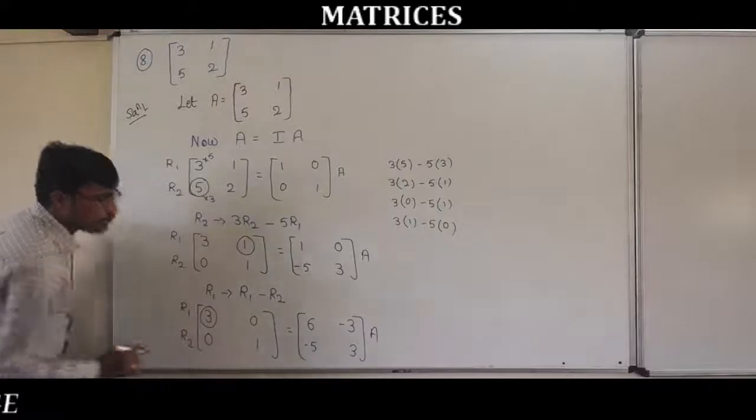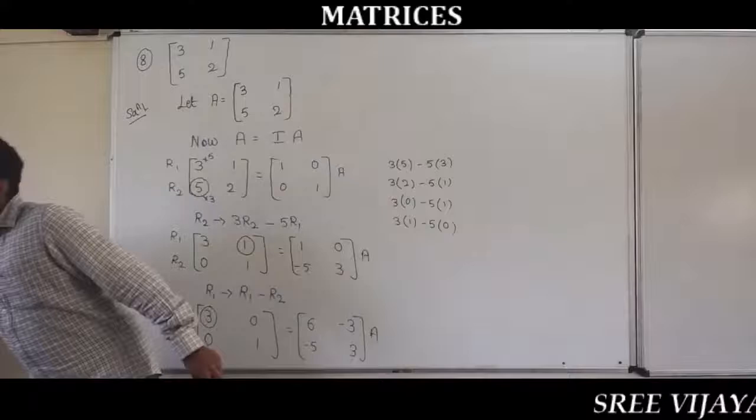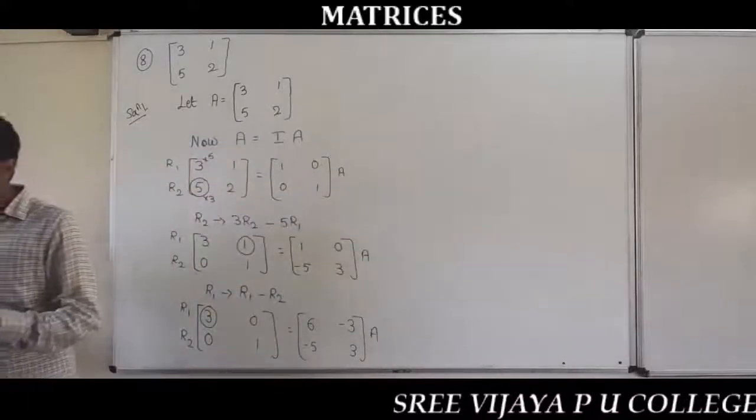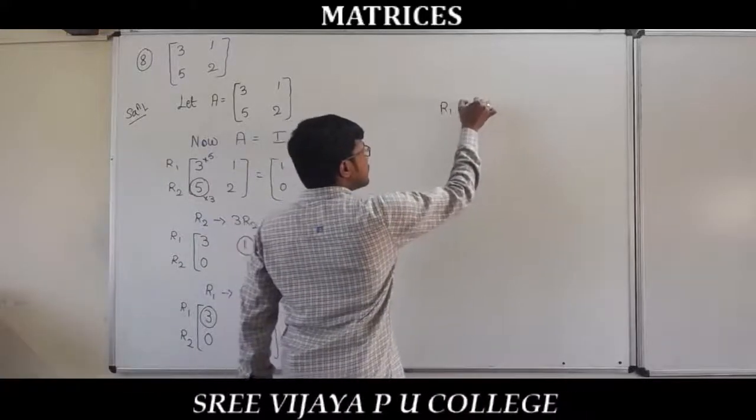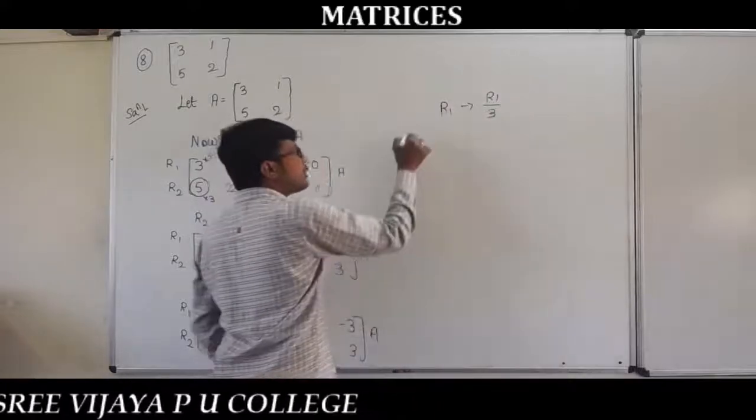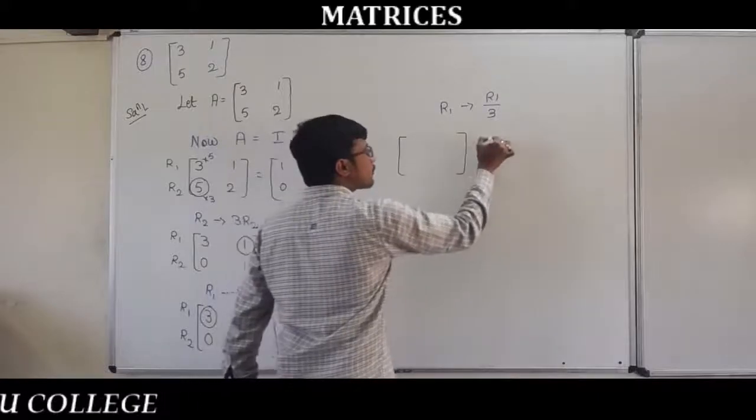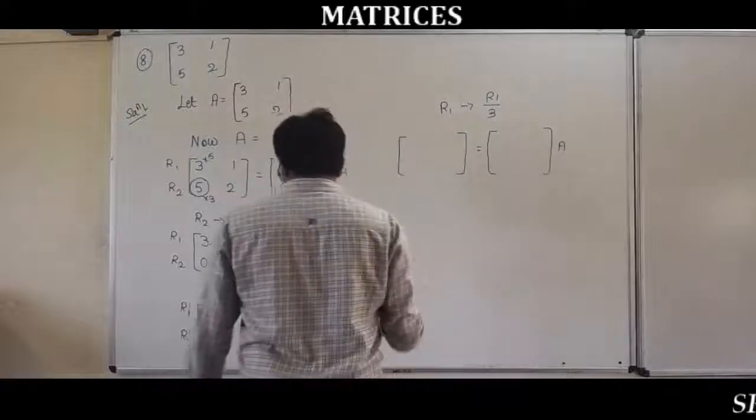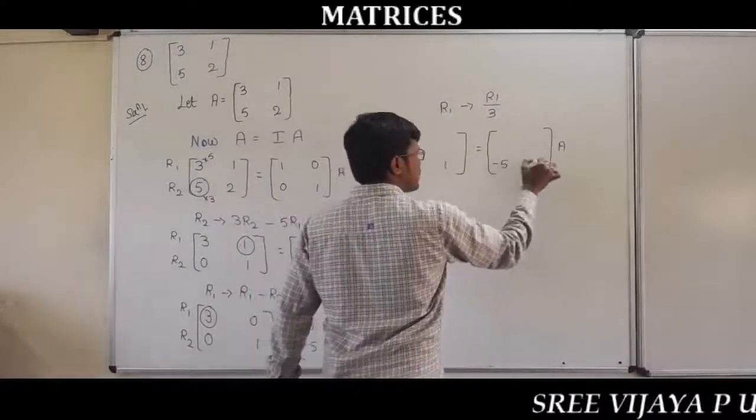And the last step. To make that a 1, you can divide with which number? You can divide with number 3. For which row? For the first row. R1 can be changed as R1 by 3. Divide all the elements of R1 with 3. So what about R2? R2 will be as it is. That will not change. Write that R2: 0, 1, minus 5, 3.